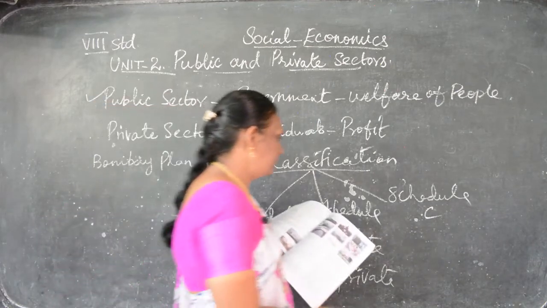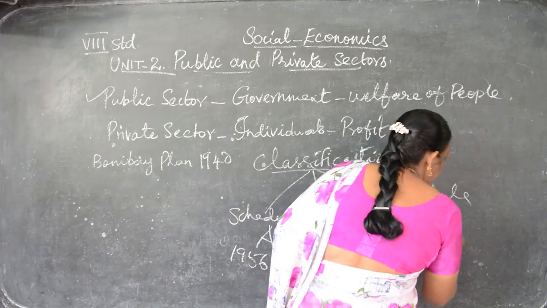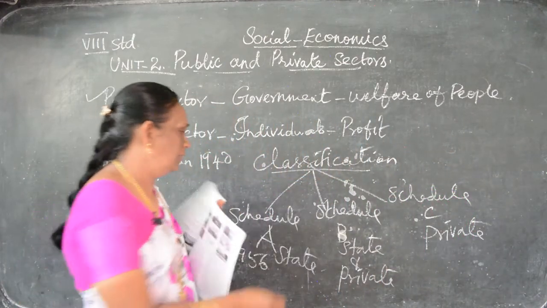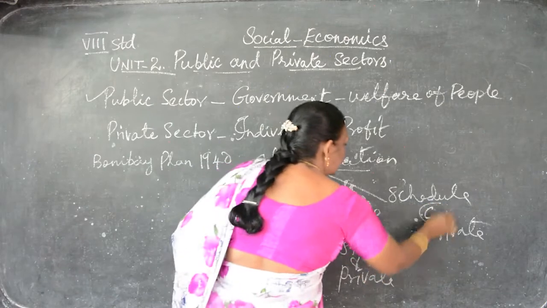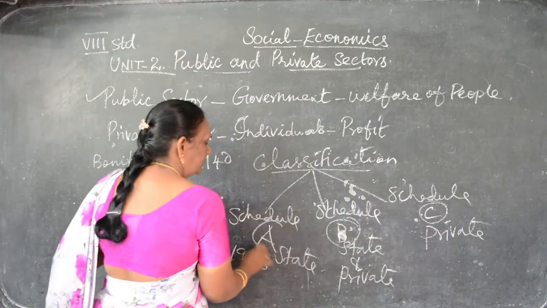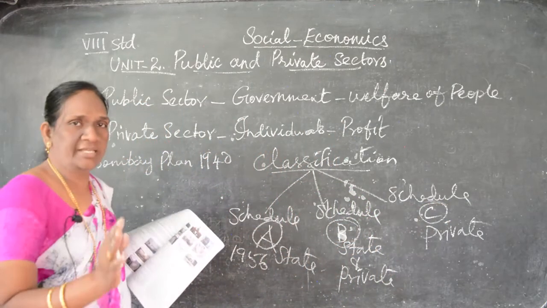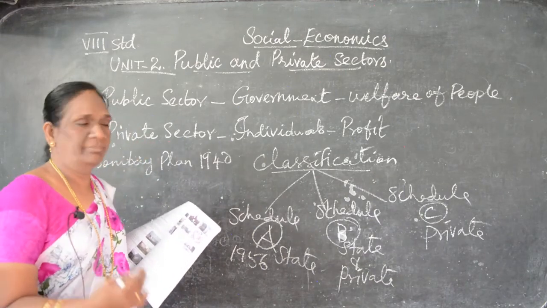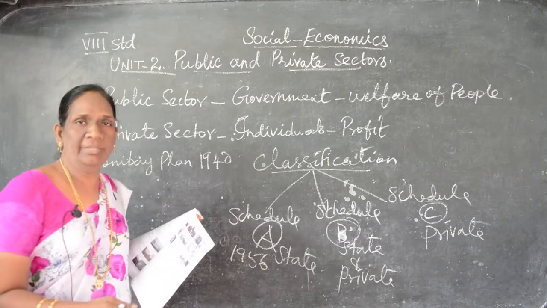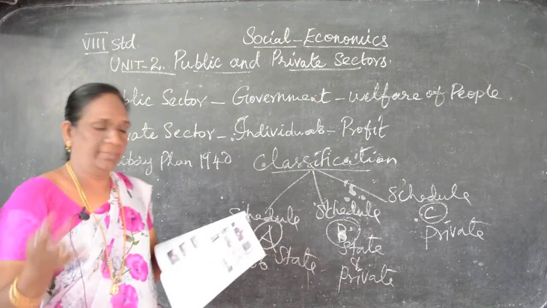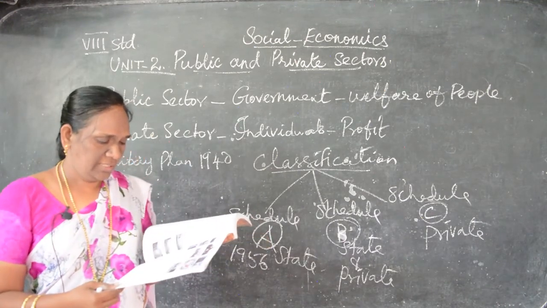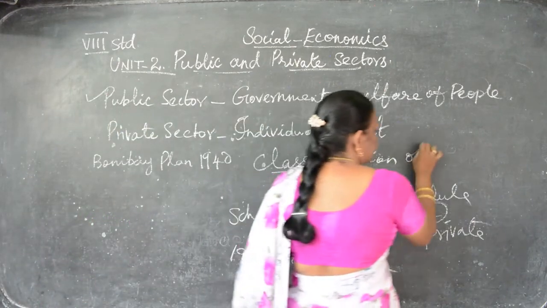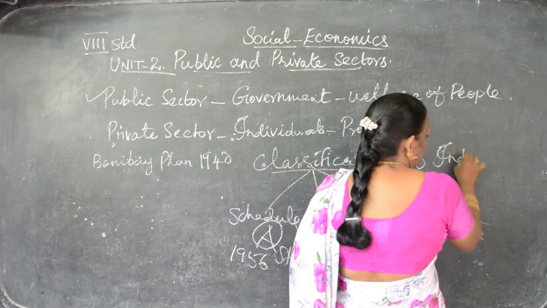And Schedule C is only the private sector, only the private individuals. That is what they do in Schedule C. This is Schedule B. And only the state government is Schedule A. State and private ownership is Schedule B. And only the private is Schedule C. So these are the classification of industries. Can you able to follow children?